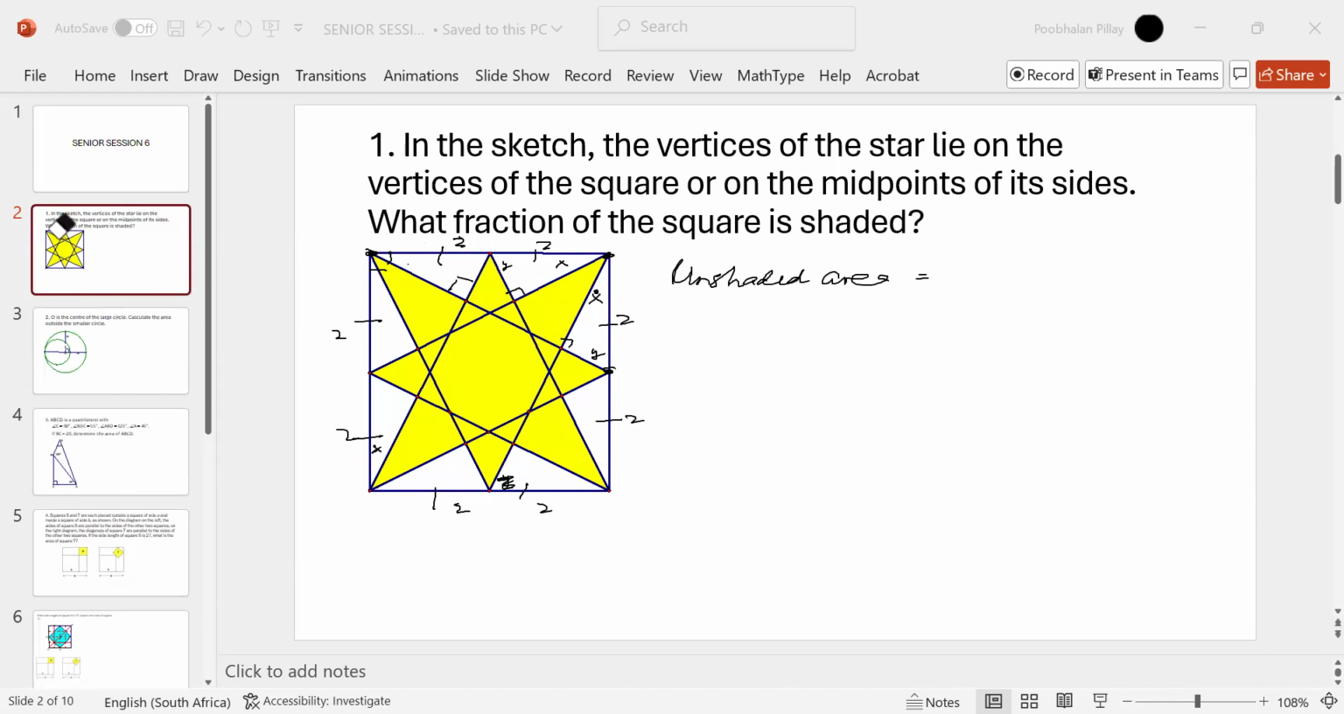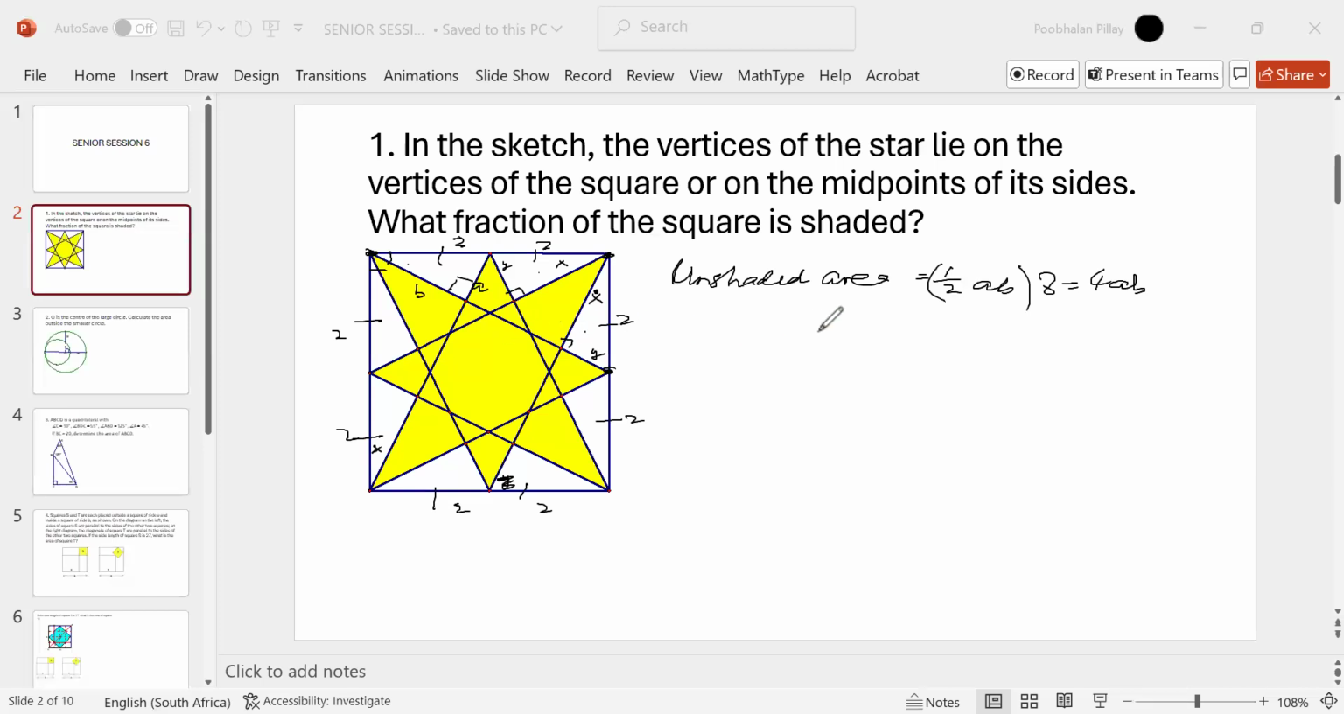So I'm going to give a name to the sides now, because I want to find the area of this triangle. So let's call this side here A and call that side there B. Okay. So the area of this triangle, a right angle triangle, one side is A, one side is B, so it's half AB. But all these triangles are congruent, these 8 triangles, right? So it's 8 of those triangles. So that's the unshaded area.